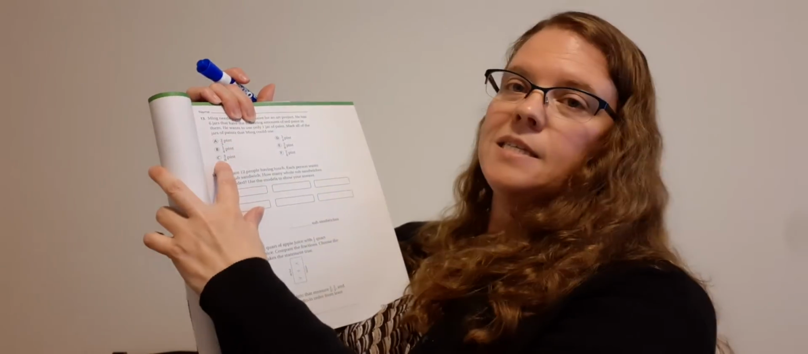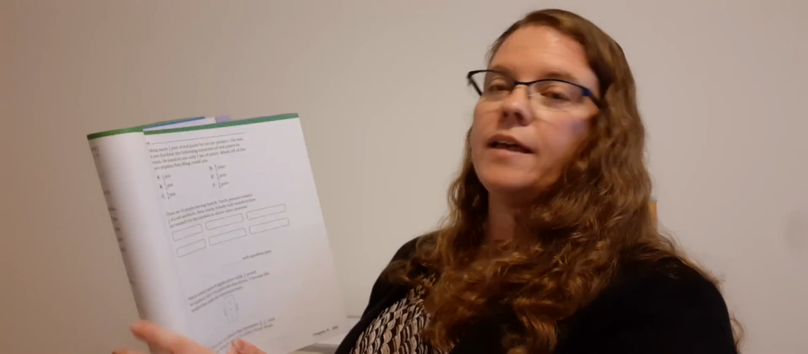So you should have colored in A, C, and D. Okay? Now, that took a lot of work, but you got to do that sometimes. You have to be able to compare your fractions. Sometimes we're going to need to use our fraction strips. Sometimes we can do them in our head. All right, let's go to number 14. There are 12 people having lunch.